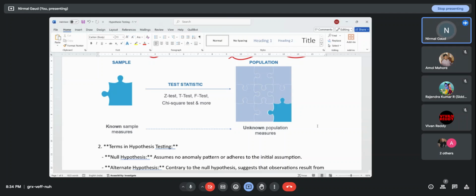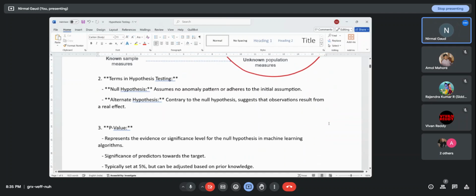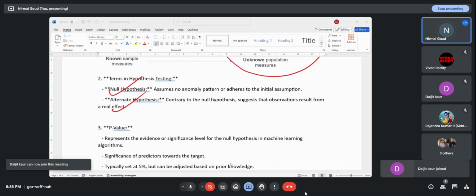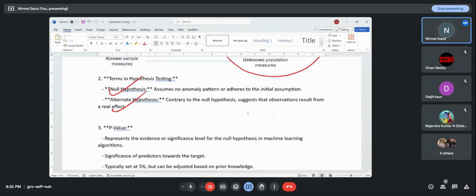So you have a sample of the data. We apply the test, and it will be applicable for the entire population. That's what it means. In hypothesis testing, you know about the null hypothesis and the alternate hypothesis. The null hypothesis is a basic statement, our initial assumption. The alternative hypothesis is the statement which is applicable only when the null hypothesis is false. Then only the alternate is followed.